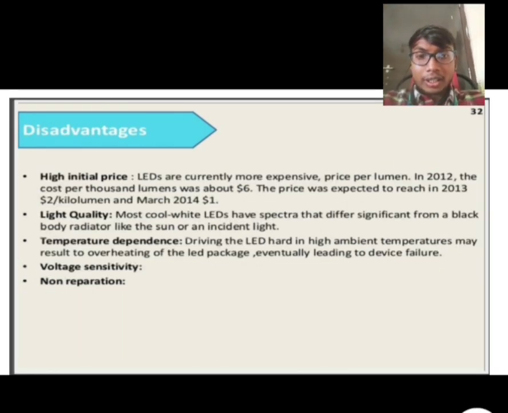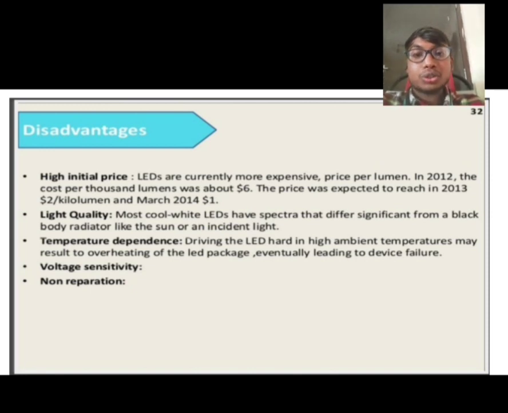Disadvantages: high initial price. LEDs are currently more expensive in price per lumen. In 2012, the cost per 1000 lumens was about $6. The price was expected to fall in 2013.